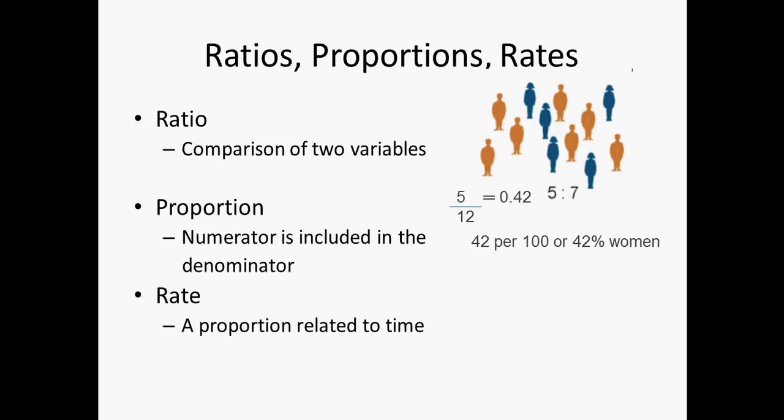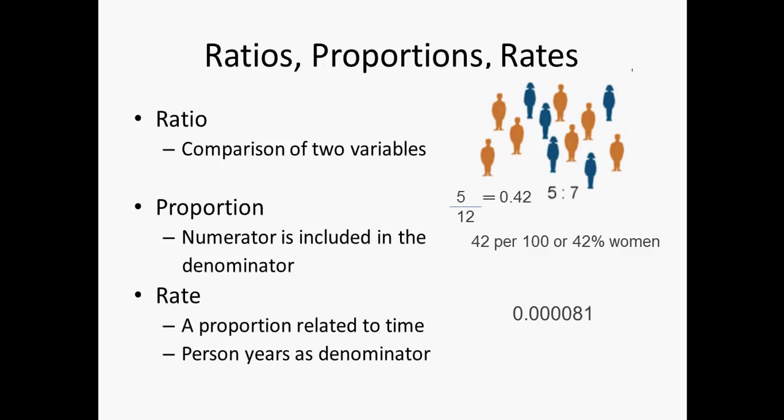So, the point to be noted for a rate is it will have a time factor and it will also have a multiplier. Now, generally, for rates, we use person years as the denominator. So, we count the number of people during a specified period of time to calculate what we call a rate.